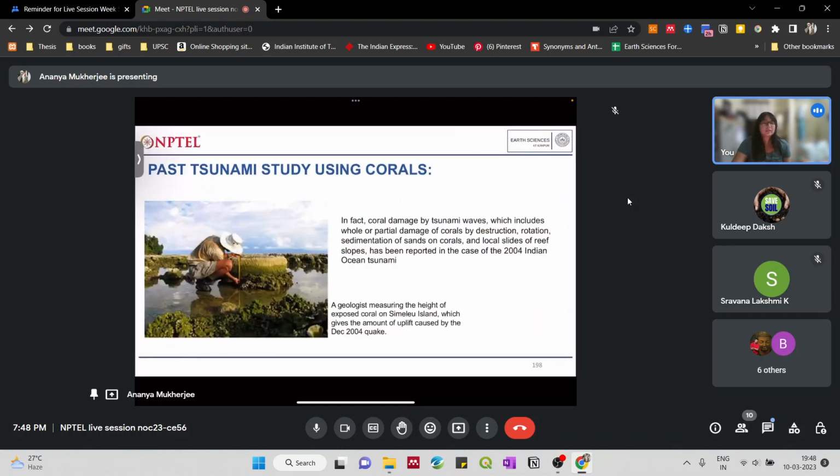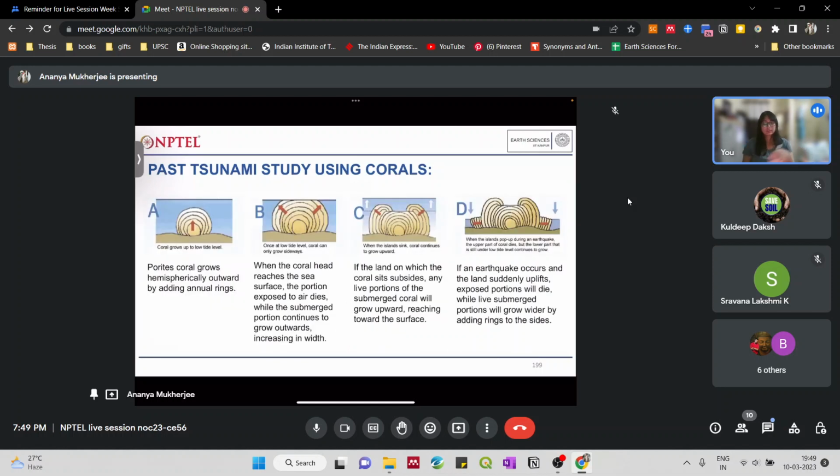Now there is a way we can study past tsunamis in one area. Some areas are prone to tsunamis. So how do we understand the intensity or the recurrence level of it? You can do that study using corals, the growth of the corals, and also the destruction on the corals, the rotation of the corals. These are some of the aspects of the corals that you can use to study past tsunami occurrences.